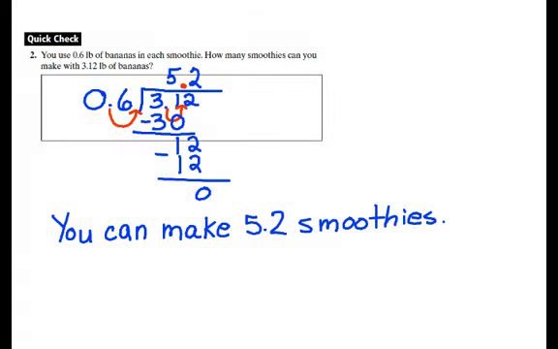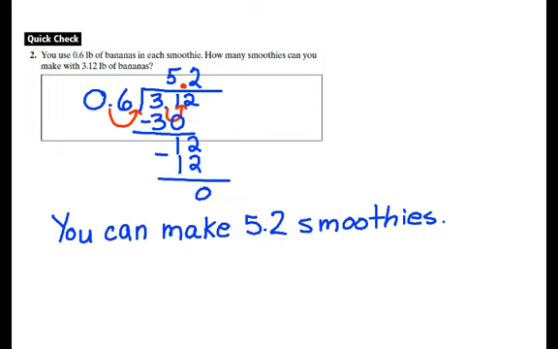I want you to try the quick check number 2 on your own. I will read the question to you first. You use 6/10 of a pound of bananas in each smoothie. How many smoothies can you make with 3 and 12/100 pounds of bananas? Try to figure this problem out. Pause the video. Once you've tried it, then you may continue the video and check your work.